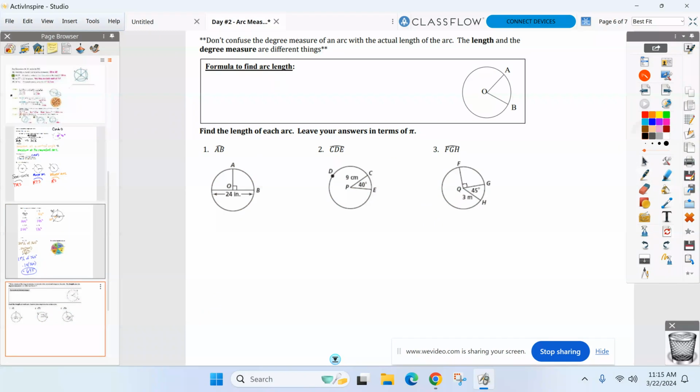And here's the formula. Not on your formula sheet, by the way, so your responsibility. It is the measure of the arc. So we're going back to the degree measure again. You take the measure of the arc over 360. So we make what fraction of the circle is it? That's what we're talking about. Degree measure over 360. And then we're going to multiply that by a formula we're pretty familiar with.